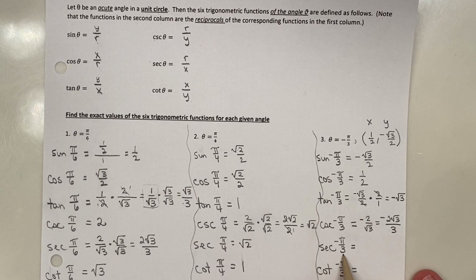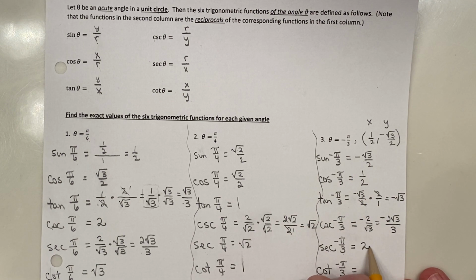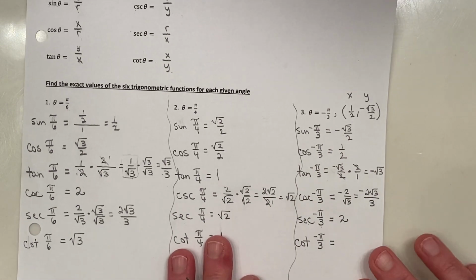Secant of negative pi over 3. Secant, as you might recall, is the reciprocal of cosine. So this answer is 1/2. Let's reciprocate it, make it 2 over 1, but we would just record the 2.